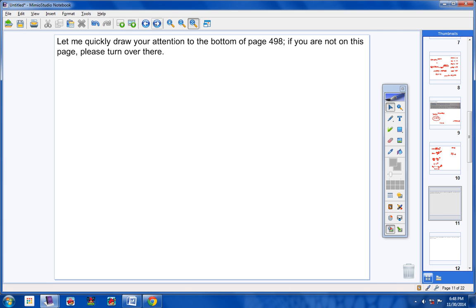Okay, I want to very quickly point out something to you. In this text, there are going to be some times where we look at the bottom of page 498. They call it carbon dating, okay? Now, carbon dating is going to prove that some things are millions of years old, and we know that's not true by biblical creation.